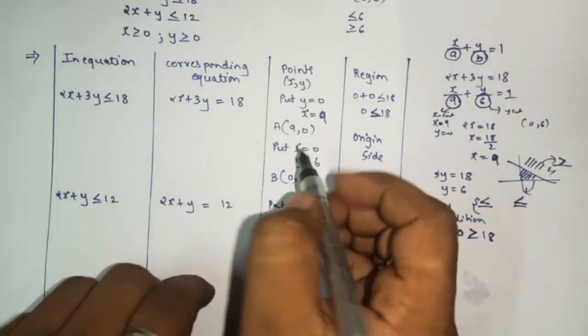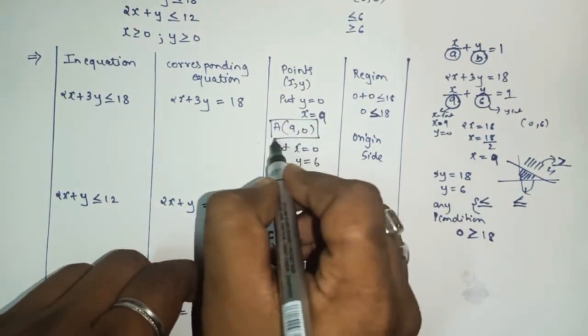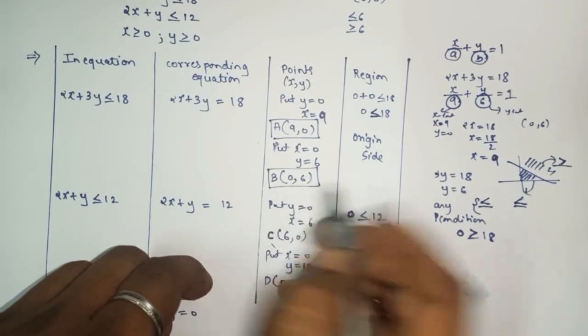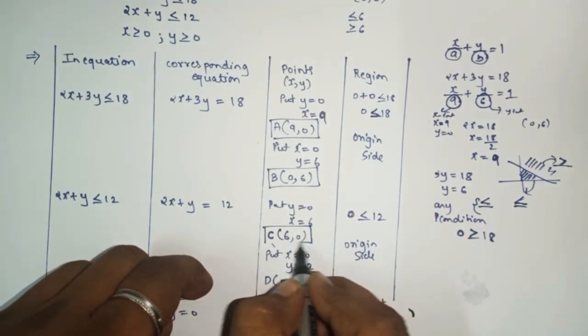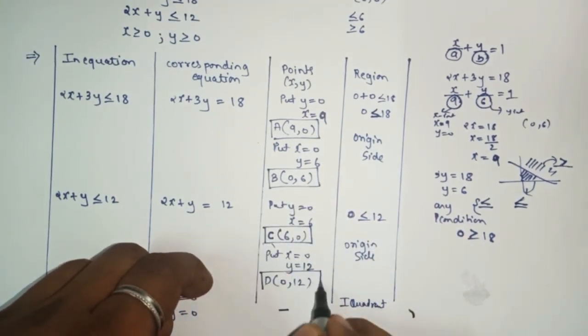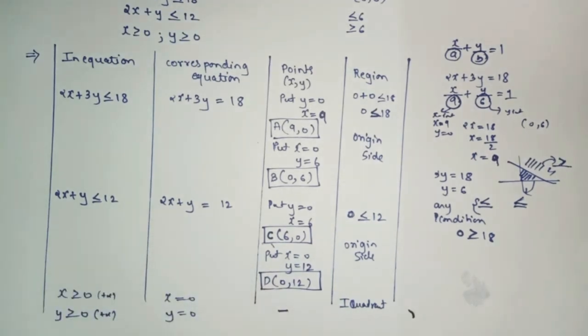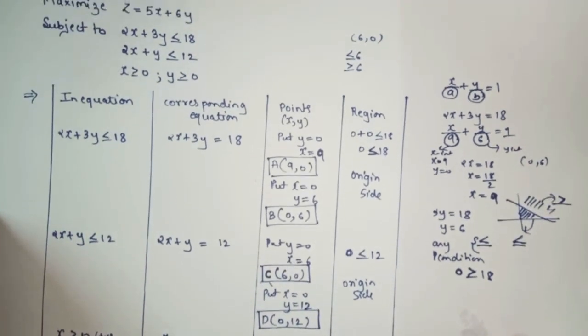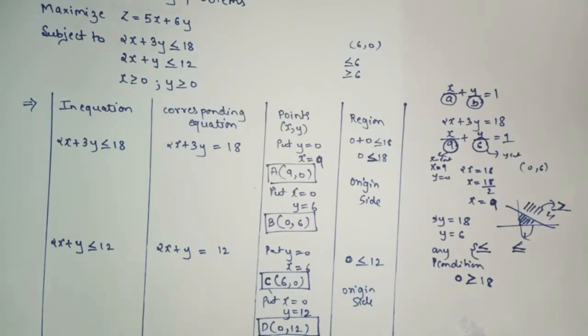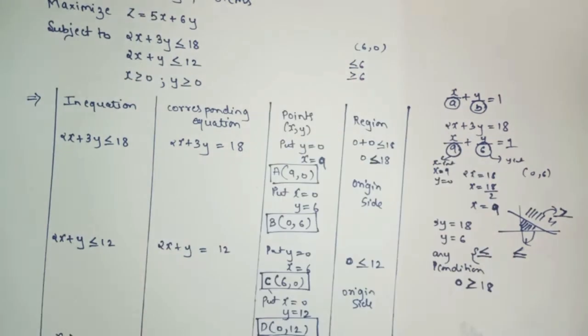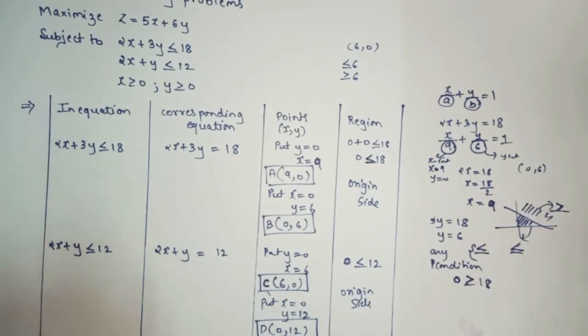Where you will get the values. Here we got A as 9 comma 0, B as 0 comma 6, C as 6 comma 0, and D as 0 comma 12. Now we'll draw the graph. Now remember, in the exam if they provide graph paper, you will draw the graph on the graph paper. Or else you will draw the graph on the paper itself. Remember, if they provide the graph paper, it is compulsory that you draw the graph on the graph paper only.